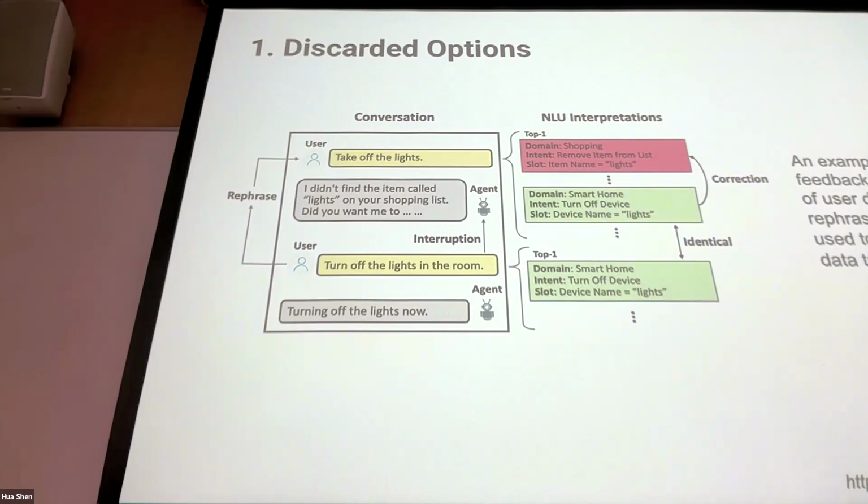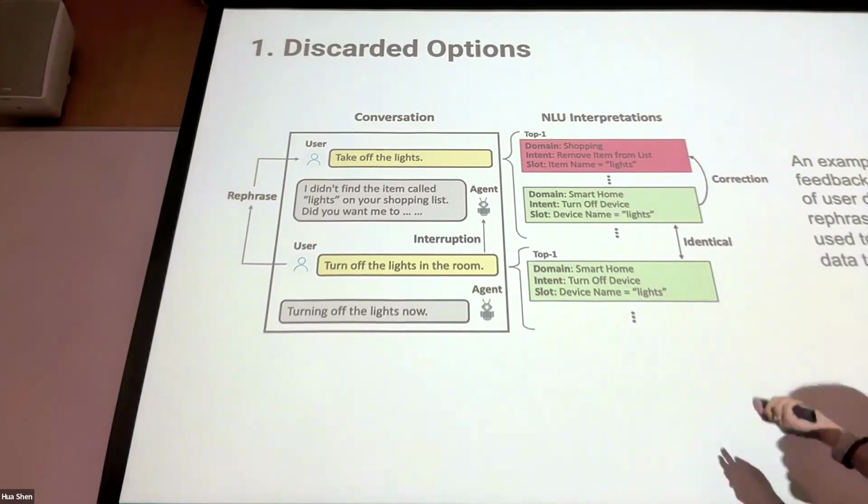So you can see this is an example of implicit user feedback where the user just repeats in some way, but the natural language understanding classifier could actually identify what is wrong with the agent and then self-correct.